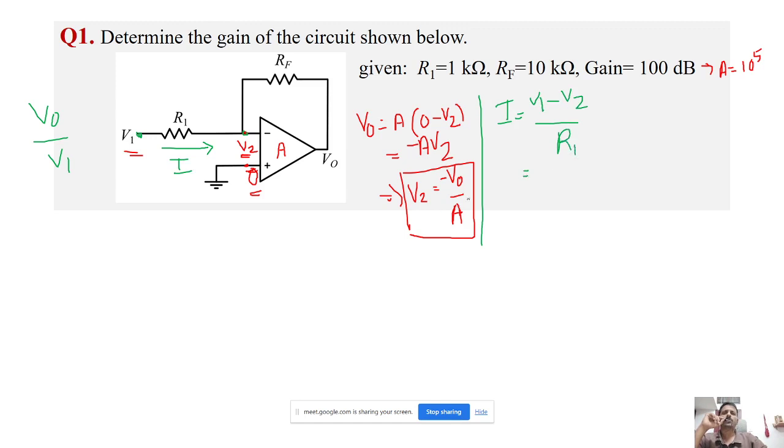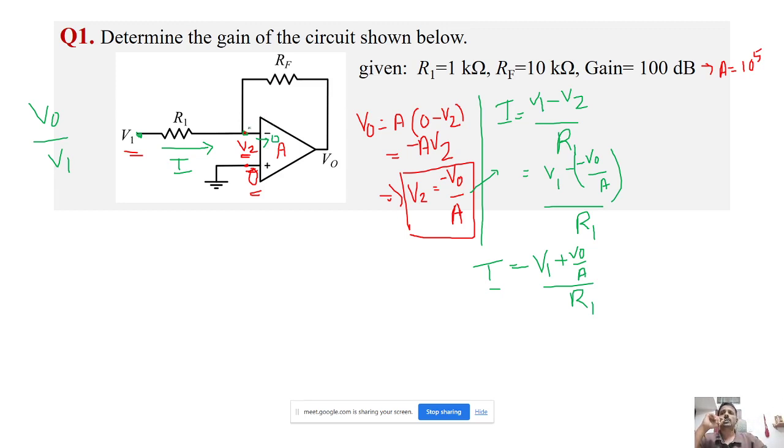So we have got from here V2 is equal to minus V0 by A. So V1 minus V0 by A, by R1, or it will be equal to V1 plus V0 by A by R1. So this is the current I flowing, and the same current, since the current into this terminal is 0. The question has not mentioned that it has some bias current, so we'll assume that it is 0.